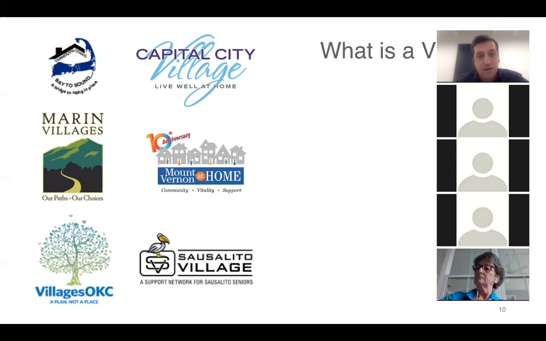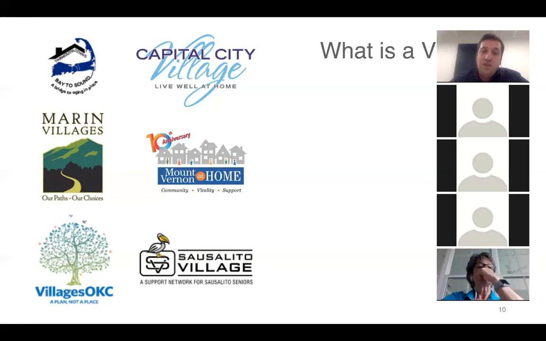Some of the other definitions you can see on the screen: Bay to Sam says a bridge to aging in place, which is quite similar to Austin, Texas, that says live well at home. I think that is an important part, aging in your own house and being autonomous is a big part of what a village is. Marine: our path, our choices, which is also remaining in control of your aging process. And Mount Vernon at Home: community, vitality, support. I think they're all right.